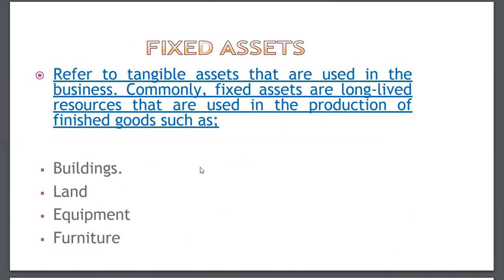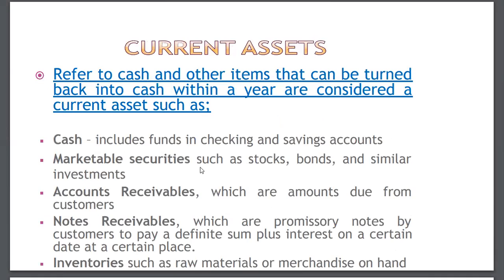And we say current would be those that we continuously use, so cash, right? Marketable securities such as stock, bonds, account receivables. Those would be accounts where persons are supposed to pay you, right? But they actually owe you. So you haven't collected that money, right?